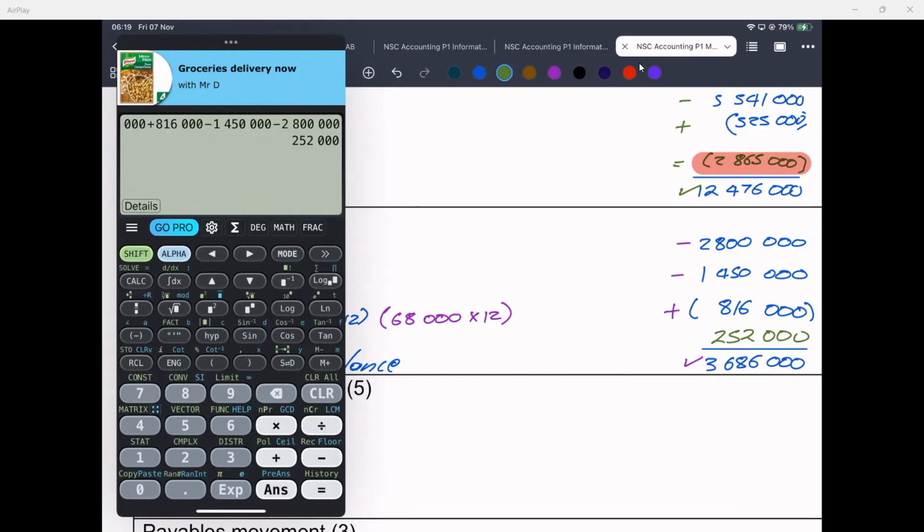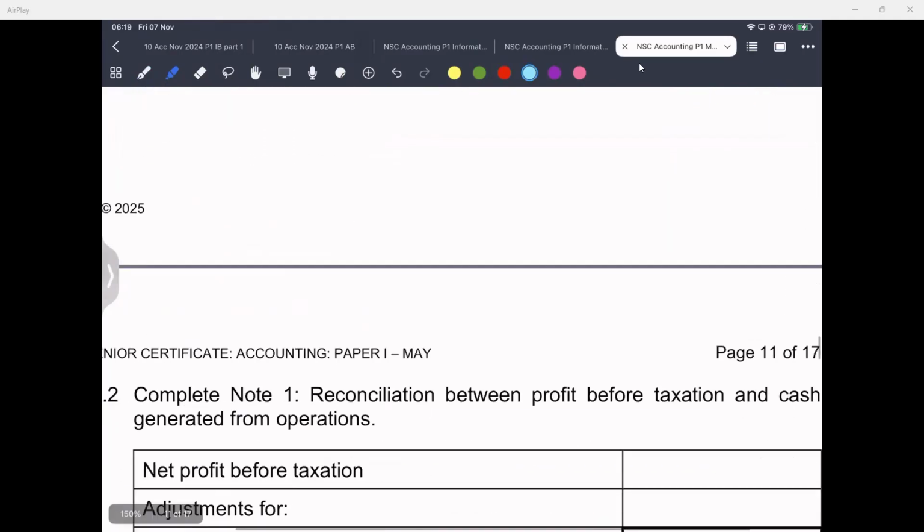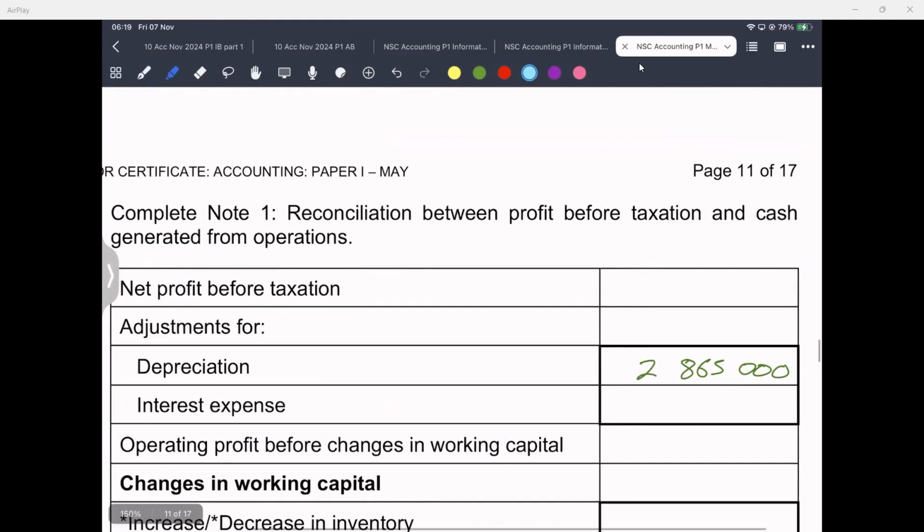That will be our interest on loan, which is what we were calculating. No surprise there. That interest on loan, we are going to record it right here. You will simply write it as 252,000. Note the depreciation we added back because it is a non-cash expense.